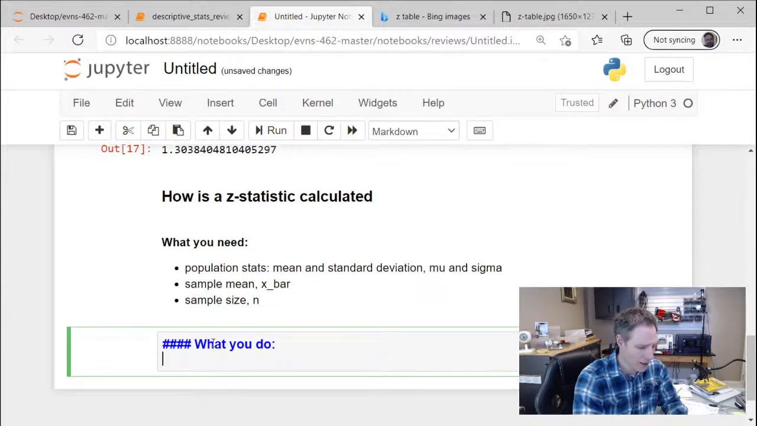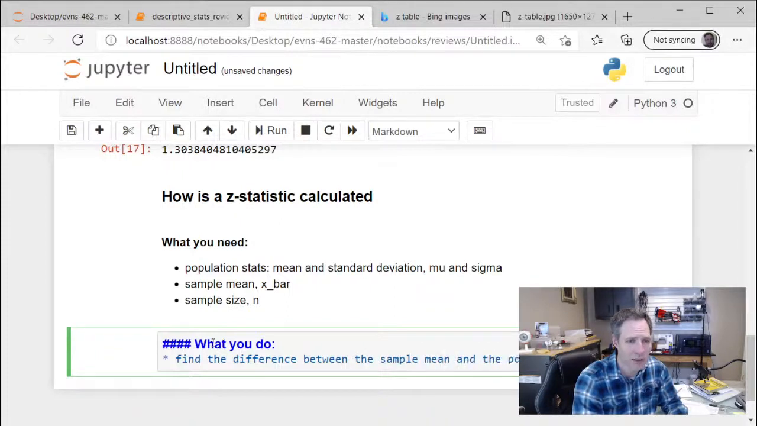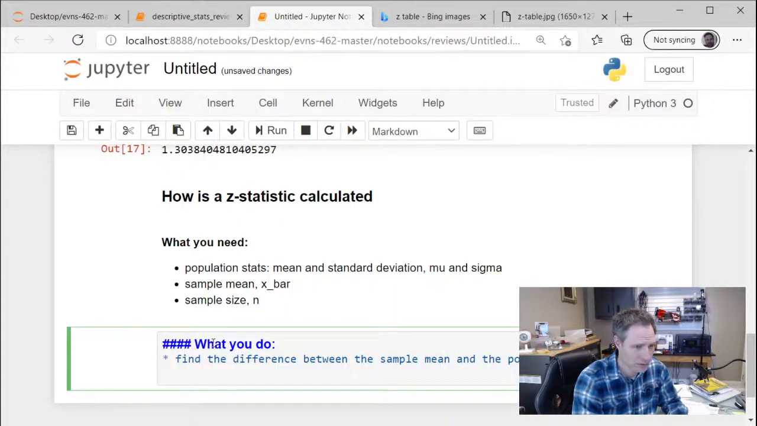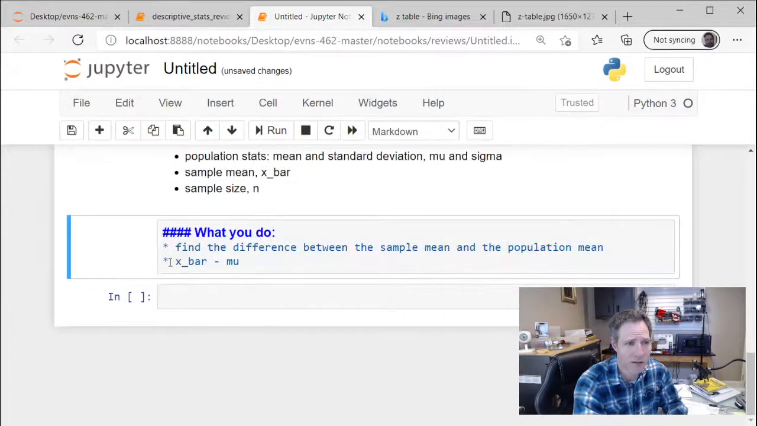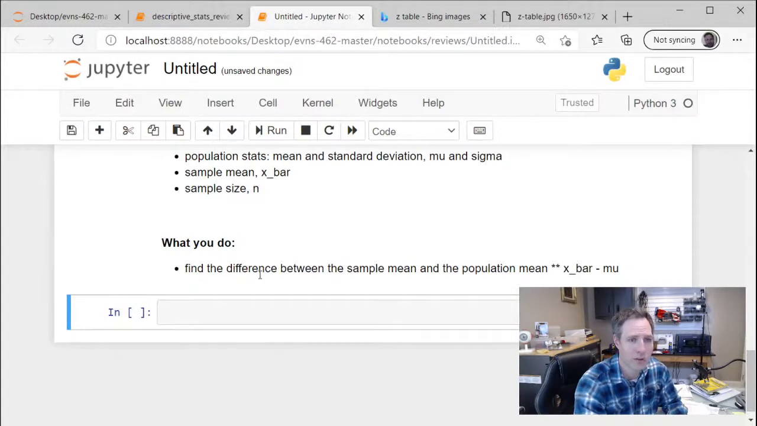Okay, so the first thing you're going to do is find the difference between the sample mean and the population mean. So that is x bar minus mu. All right, the sample mean minus the population mean. So this is a measure of deviation.